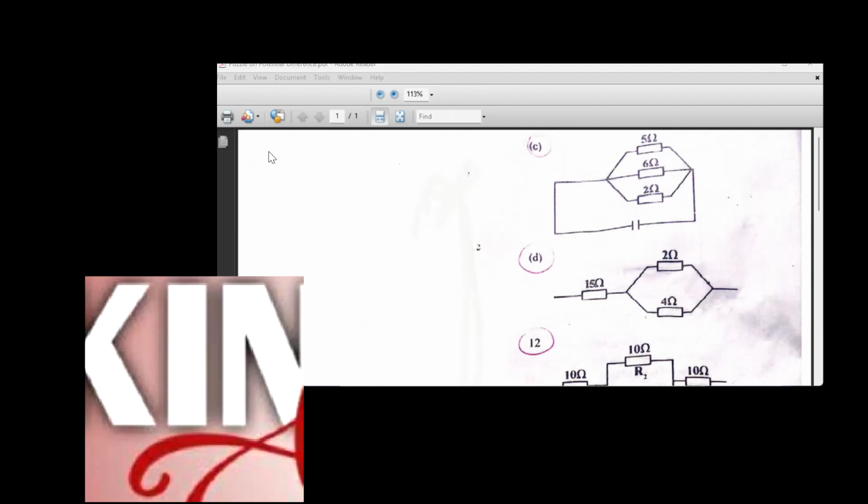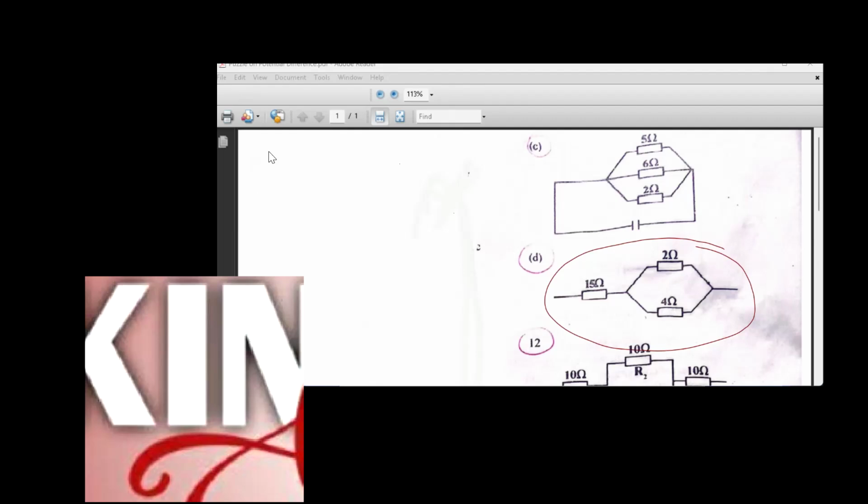And here we have a connection, a 2 ohm and a 4 ohm resistor that is connected in parallel alongside a 15 ohm resistor in series. So what we do here now is we first simplify the parallel connection, and thereafter we sum up the resistors in series. So let's start right away. Now we have from our formula.